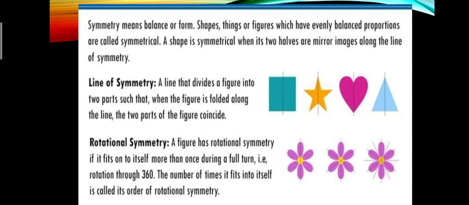It means a shape which could be divided into two halves from wherever you want. That means that figure could be divided from many points. So this flower which is represented here has rotational symmetry. A figure has rotational symmetry if it fits on itself more than once during a full turn, a rotation through 360 degrees. The number of times it fits onto itself is called its order of rotational symmetry.